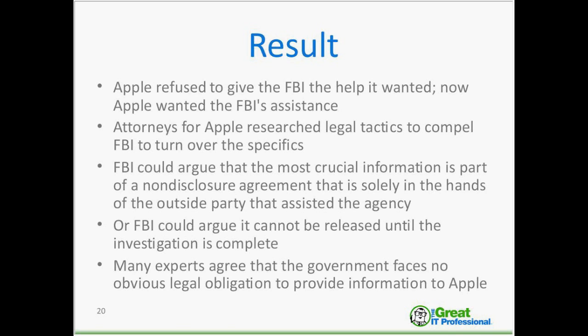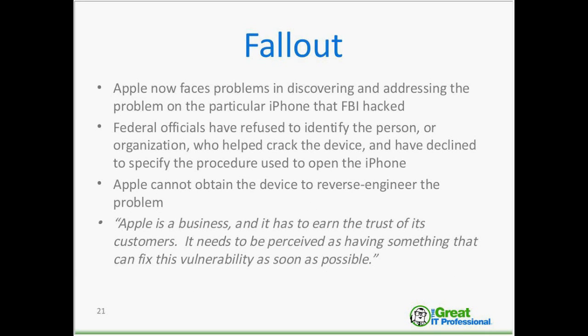So the result of this is that there's really some fallout going on here. Apple now faces the problem that their iPhones, which they claim to be very secure, have an example here of one that's being broken, and the federal officials have refused to identify how it was broken. And Apple, of course, can't get the phone back to reverse engineer how it was broken. As one individual said, Apple is a business. It has to earn the trust of its customers. It needs to be perceived as having something that can fix this vulnerability as soon as possible.